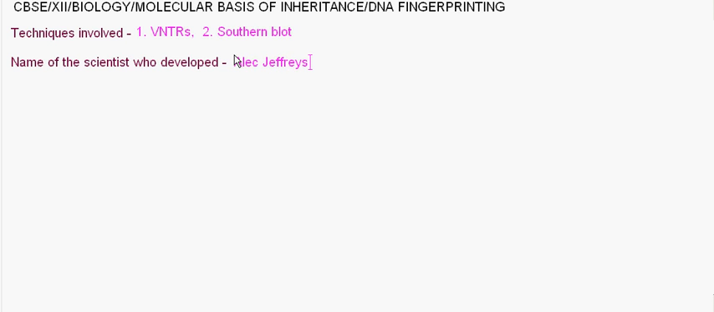Steps involved. So I hope DNA fingerprinting, what it is, is understandable. I repeat, DNA fingerprinting is a technique in which repetitive DNA, satellite DNA or VNTRs are used to determine the identity of a specific person. Now coming to the steps involved.